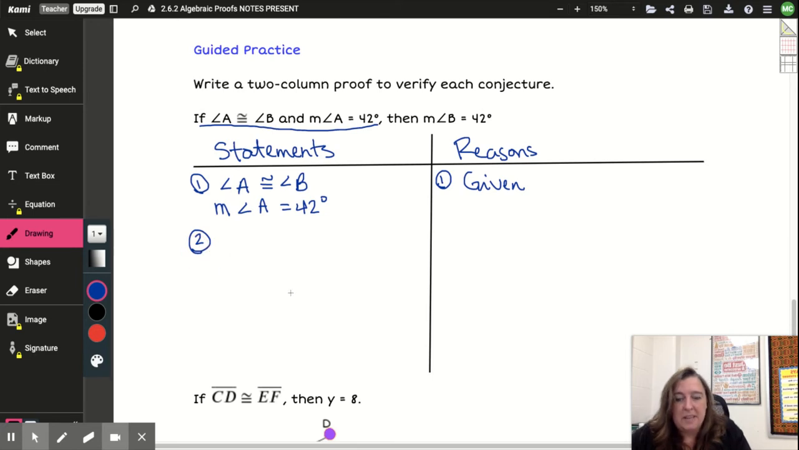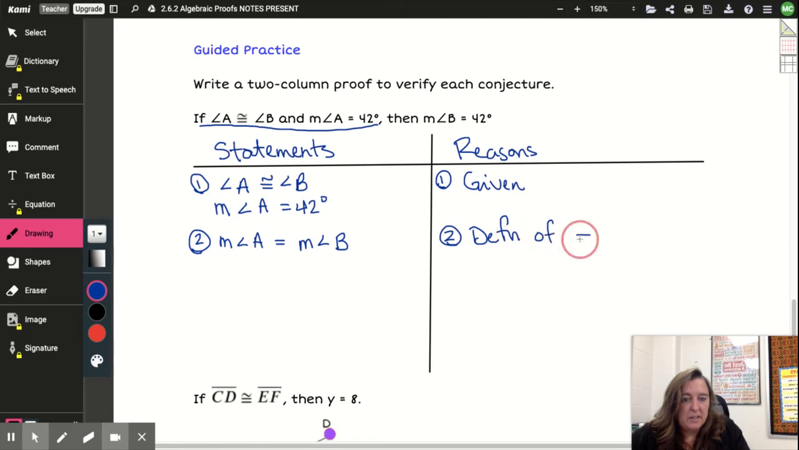Okay, from there, I need to make a step. So looking at my previous statement here, the first thing that they tell me is these two angles are congruent. And so I know because of the definition of congruence that means that the measure of the first angle is equal to the measure of the second angle. And so my reason here would be definition of congruence. Now, when I'm handwriting these, I use some abbreviations like this for definition, DEFN. Instead of writing out the word congruence, I can just make a congruent symbol.